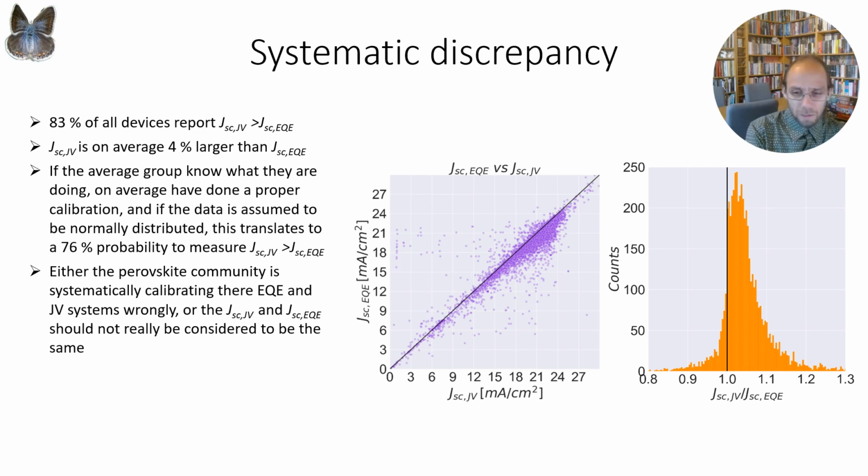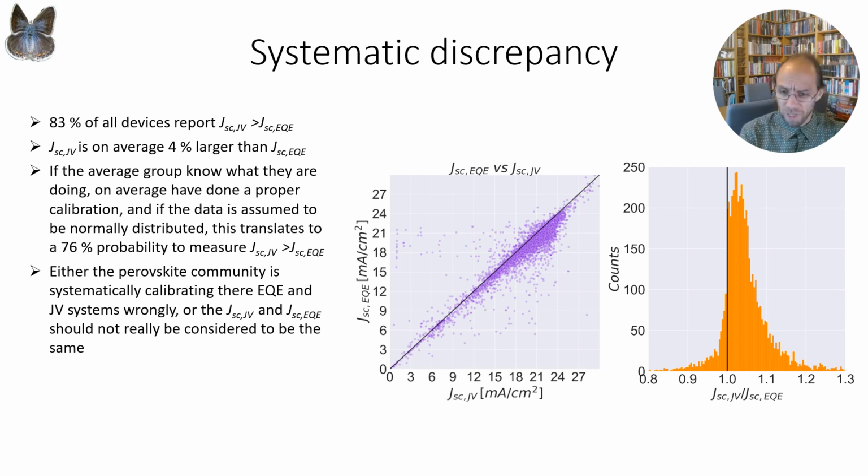And when we analyzed the data with respect to this, we saw that the short circuit current from IV measurements was higher than the integrated external quantum efficiency in 83% of all reported devices, and that the short circuit current from the IV measurements on average was 4% larger than the integrated EQE value.